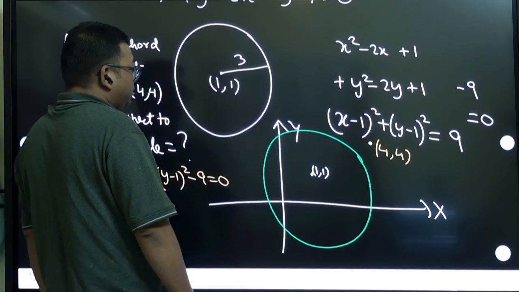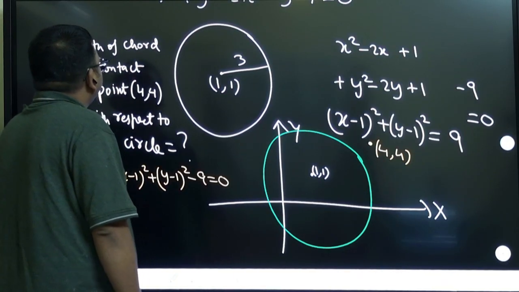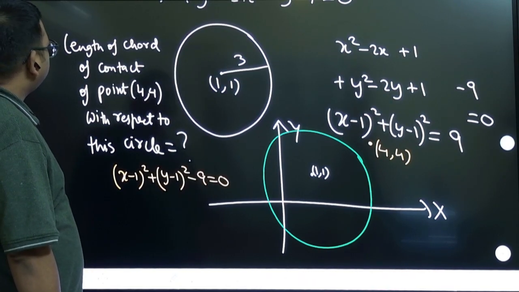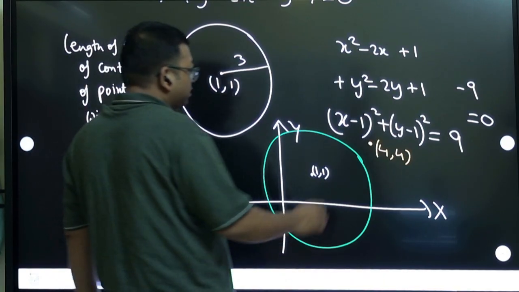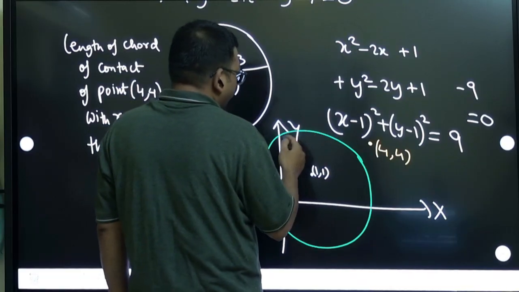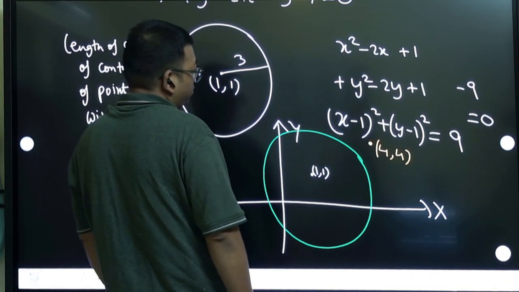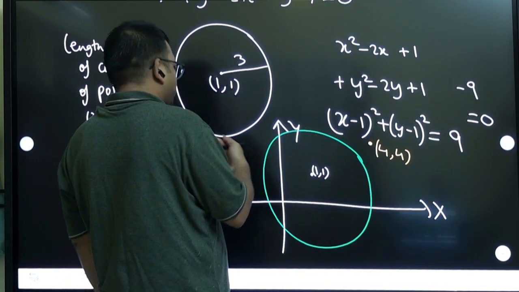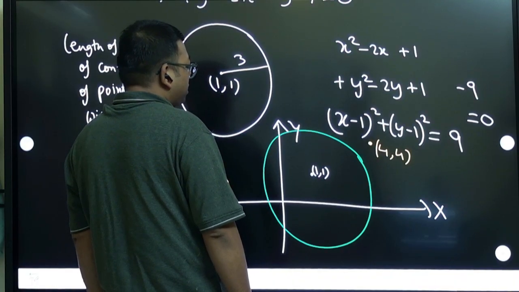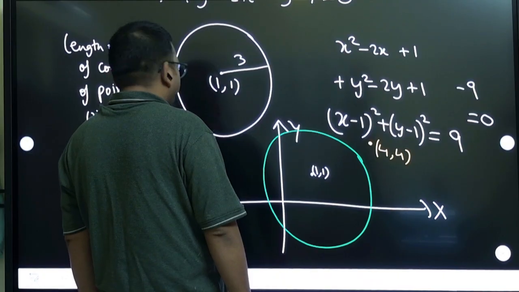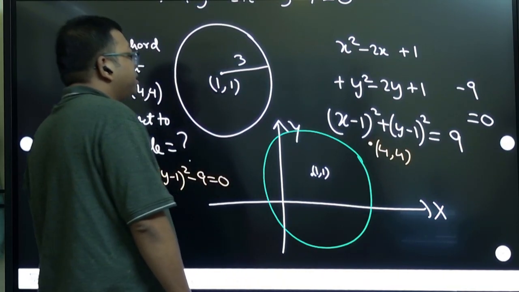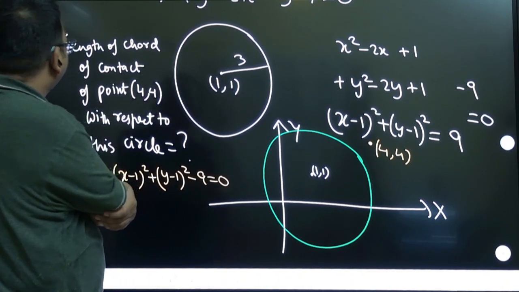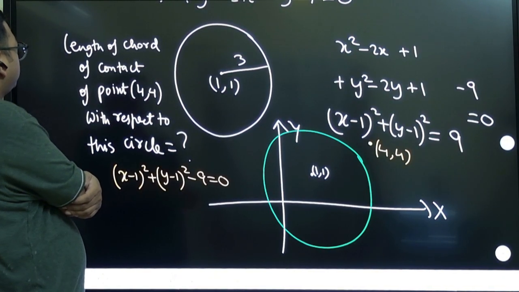But this concept of length of chord of contact of point (4, 4) is not getting clear. Are they asking that we have to make a tangent? No, a tangent is a different thing. If they are asking for a chord, it has to cut the circle. So how do we cut this circle? They have to explain clearly. They have not explained clearly, I think. Length of chord of point (4, 4) with respect to this circle.